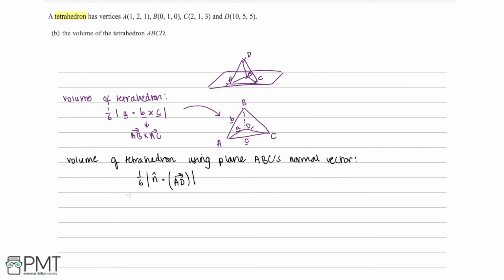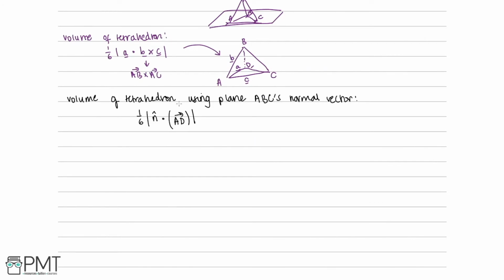Now let's use this formula. So we need to find out the value of AD first. Well, our vector AD can be calculated as such. We know that D has a position vector 10, 5, and 5, and we know that A has a position vector 1, 2, 1. So by subtracting A from D, we can get the vector AD, which is just 9, 3, and 4.